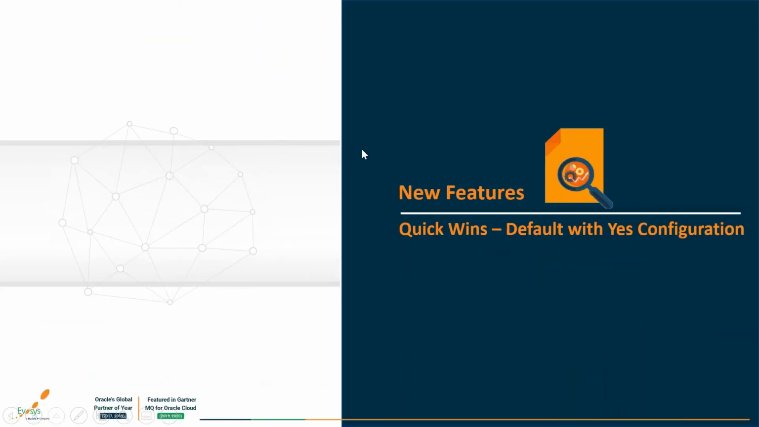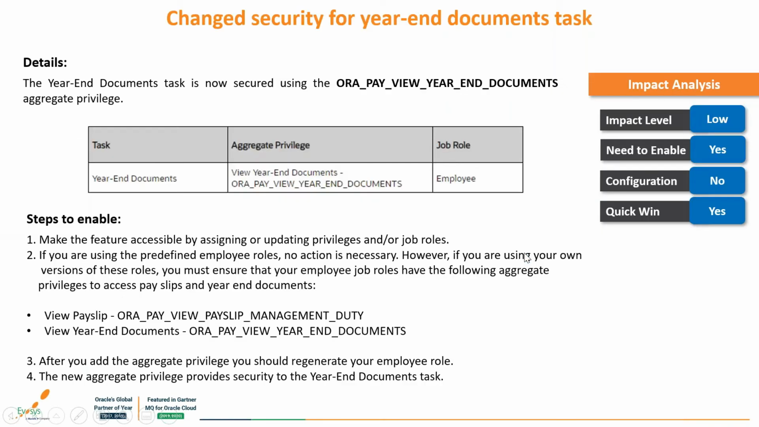The next set of features that we're going to take a look at are quick wins that require some additional configuration. The first one here is chained security for year-end documents task. The year-end document task is now going to be secured using the Aura Pay View year-end documents aggregate privilege.